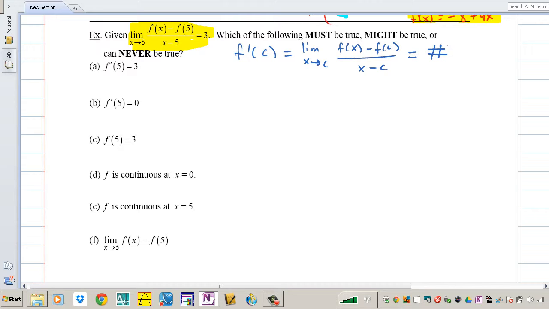So it pretty much says if I take the derivative at 5, it equals 3. That's pretty much what it says. That's what this highlighted part says right there. You need to know your definition.